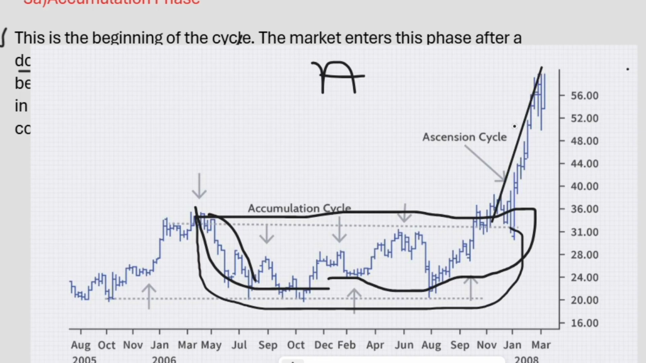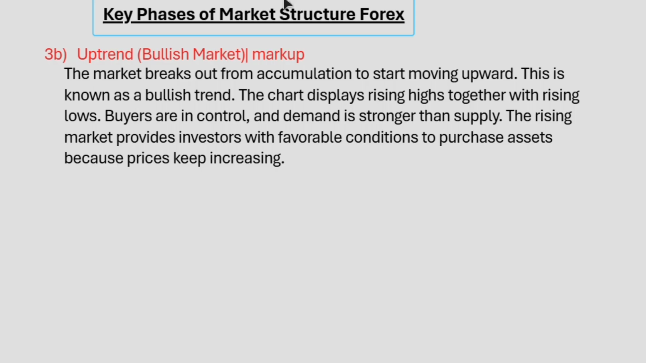Okay, let us now look at the uptrend, the bullish market or markup, the second phase after the accumulation phase. After accumulation, the second key phase of market structure is the uptrend or bullish market. Others call it markup, others call it different names, but I prefer to use markup phase or uptrend phase. What is this uptrend phase? The market breaks out of accumulation. Remember, accumulation is the consolidation phase before price starts moving upward. This is known as a bullish trend. Now the buyers are in the market.